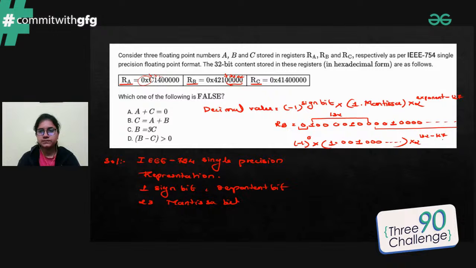It is not 9, it is 132 minus 127. So what will the answer be here? It will be 1, 0, 0, 1, 0, 0, with base 2. So the answer is 36. The answer is 36.